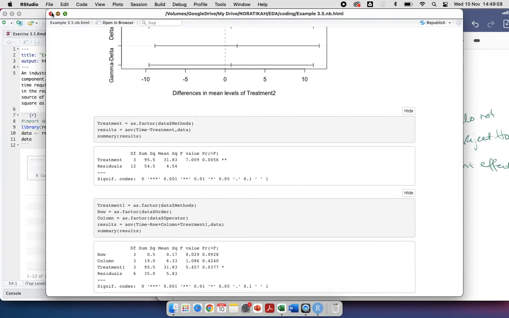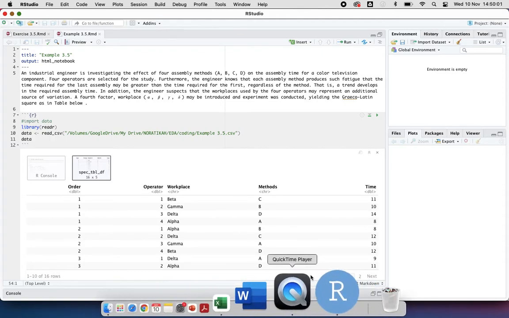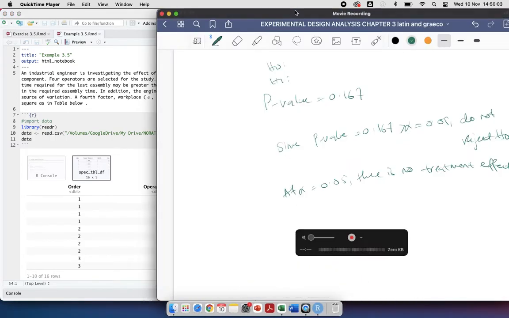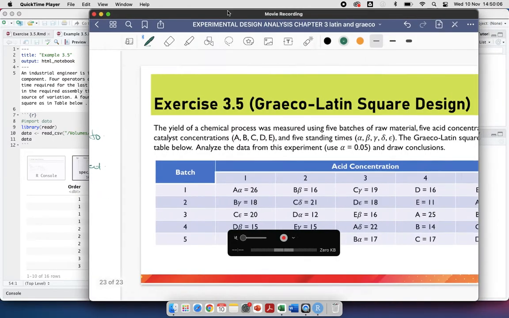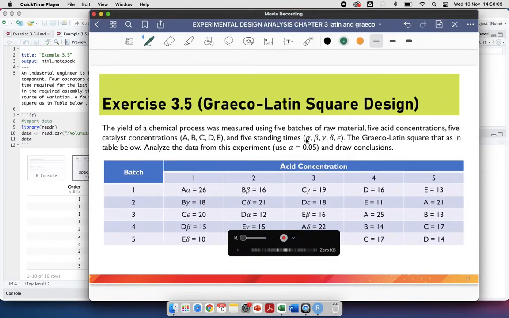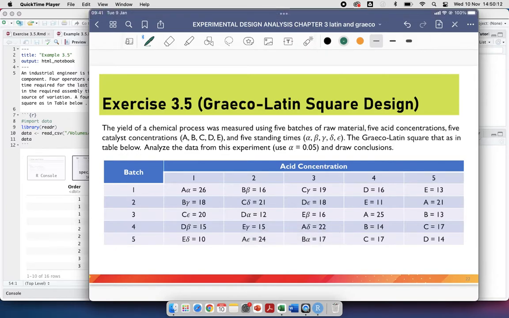Right, so based on this example, we try to do exercise 3.5. Exercise 3.5 is easy. Straight away, when you see the Greek letter, you already know it is Graeco-Latin. That is the only way to differentiate Latin from Graeco-Latin: Graeco-Latin must have a Greek letter. The yield of a chemical process was measured using 5 batches of raw material, 5 acid concentrations, 5 catalyst concentrations and 5 standing times. From the first sentence we already know which one is the treatment and which are nuisance factors. This is Latin, so this will be your treatment.